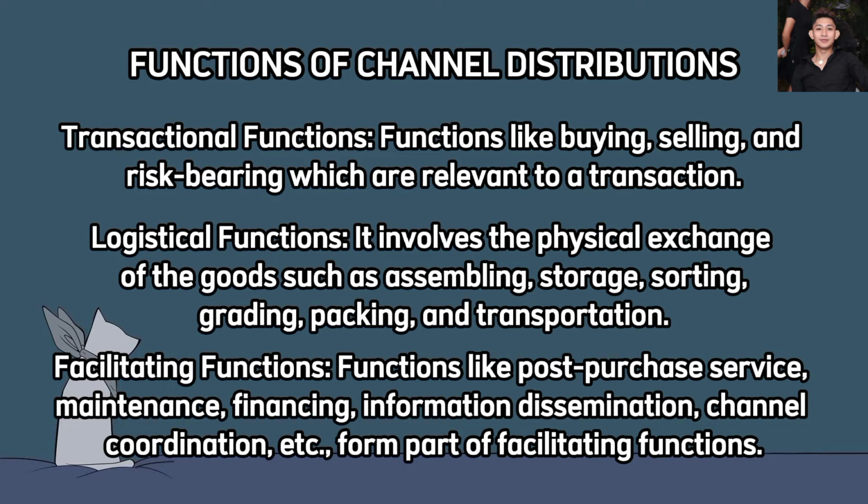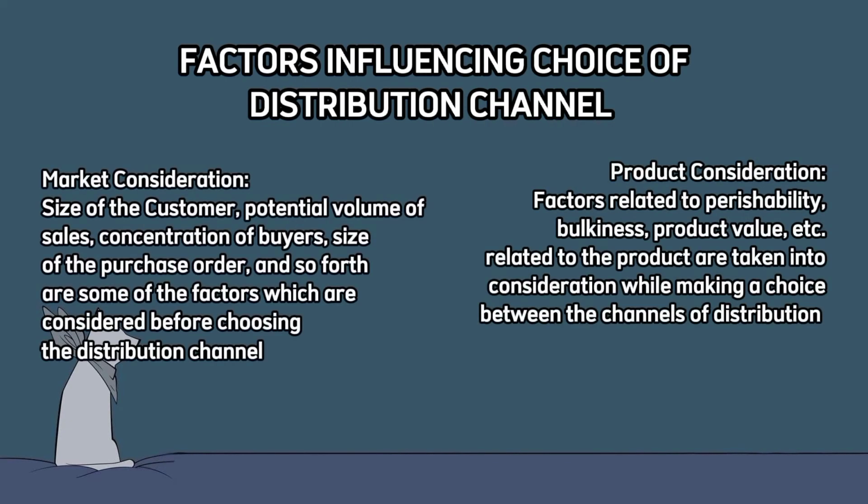And lastly po is yung facilitating function. So from the word itself po, facilitating, which means it helps to organize the channels, information dissemination, channel coordination, and financing po. We are now going to discuss the factors influencing choice of distribution channel.